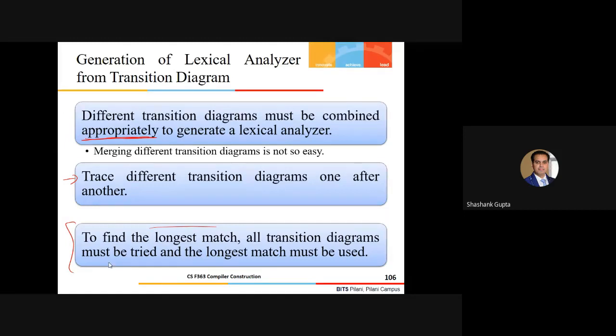With respect to the different transition diagrams and one common generalized transition diagram, the definition is not changed. The lexical analyzer has to follow the specifications, has to follow a certain priority order, and has to follow the longest match principle. The last two things need to be handled at the implementation level. Fine, guys, I'm stopping here. Now you can ask me questions.